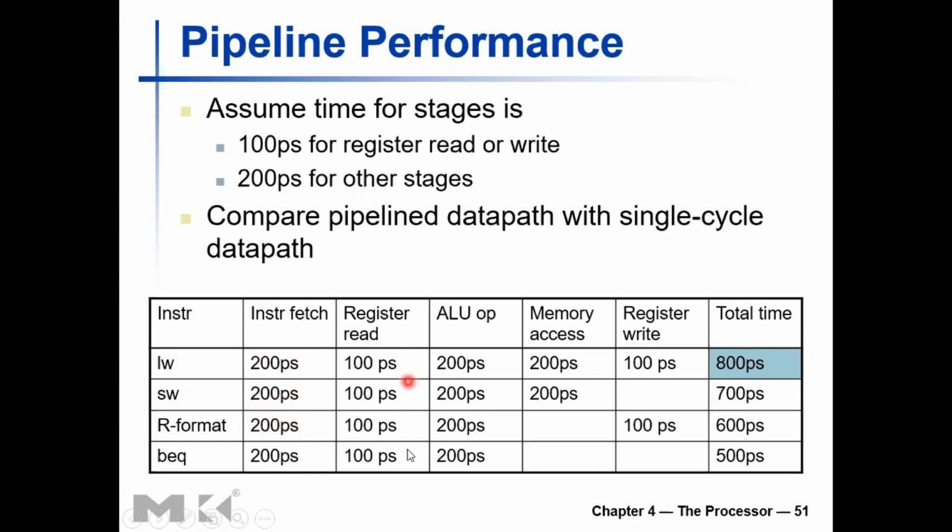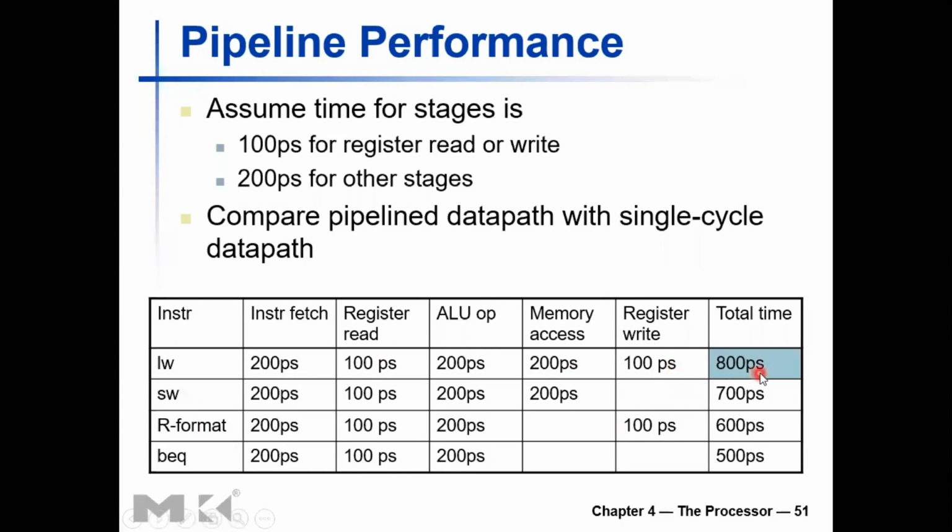And the absolute time consumed by the register reading, where each of these instructions will have a register read, takes 100 picoseconds, and the ALU operation 200 picoseconds. Each of these instructions will use the ALU, whether to compute an operand or perform a computation on operands to generate a result or to calculate an address. Then load word and store word will spend 200 picoseconds on memory access, and load word and R format instructions will spend 100 picoseconds on register writing.